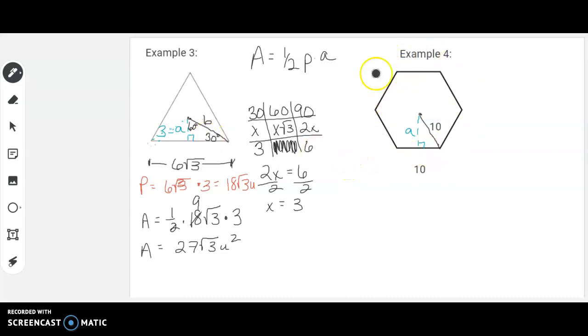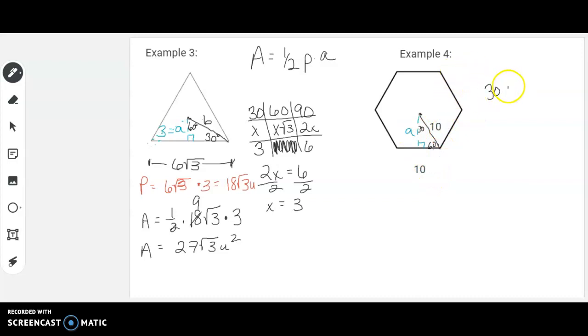Now, here I have a hexagon. Each angle in a hexagon is 120 degrees. That means this radius here is splitting that in half, so that's going to make it a 60-degree angle, which is going to make this one a 30-degree angle. So I again have a 30, 60, 90 triangle.